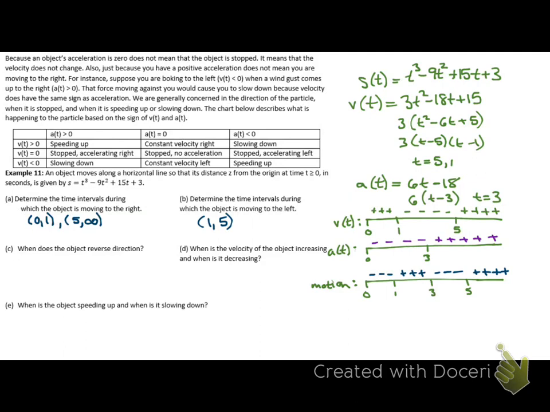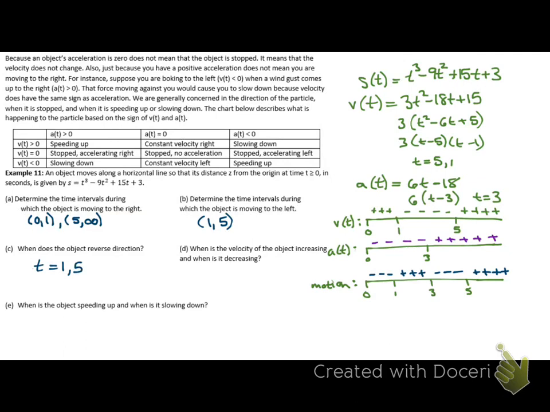When does the object reverse direction? Well, according to our sign chart, it's going to move right, then left, then right. And it reverses direction at our critical values. So that would be t equals 1 and 5.